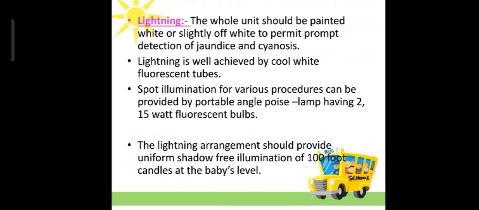Then if we talk about the lighting, the whole unit should be painted white or slightly off white, so that it helps in detecting jaundice and cyanosis. The lighting is well achieved by cool white fluorescent tubes. Spot illumination should be available so that some of the procedures can be done easily, for example the cannulation procedure. The lighting arrangement should provide uniform shadow-free illumination of 100 foot candles at the baby's level. The lighting should not form shadows, so that the staff can do their work easily.